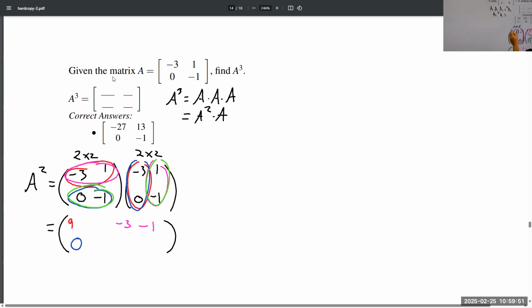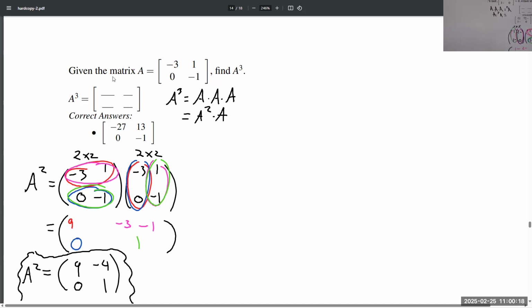Row by column. 0 times 1, or plus 1. Okay, so I think that's it. I think that's A squared. Hopefully I didn't make a mistake. 9, 0, negative 4, 1. That's A squared. It's not what the question asks, but it's what I'm going to use.